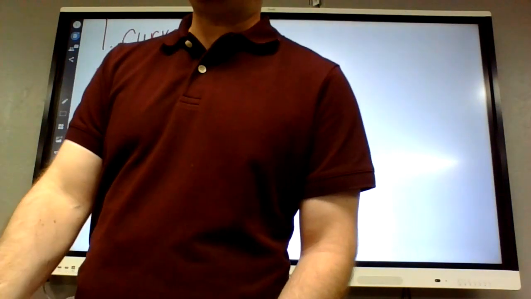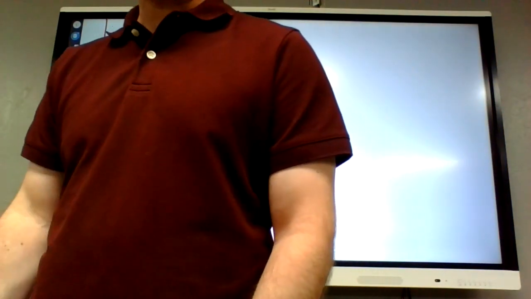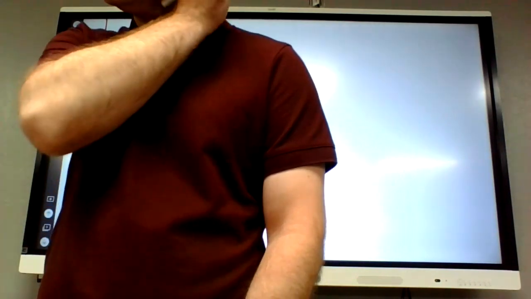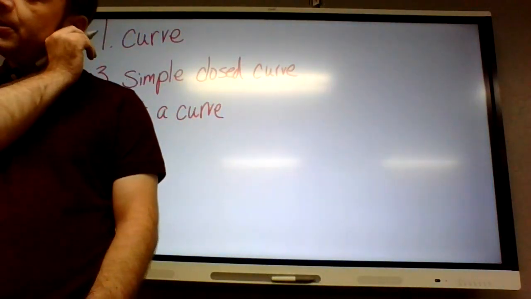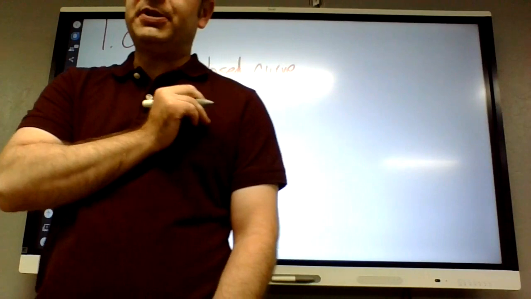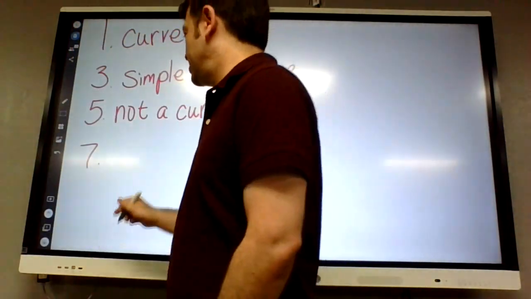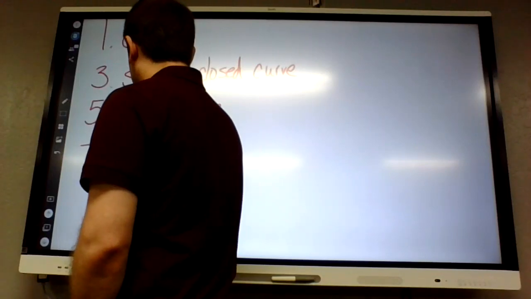If the figure is a polygon, classify it by the number of sides. If it's not, explain why not. Then classify it as convex or concave. Okay, let's start with the first part. How many sides does number seven have? Eight. So it is an octagon.